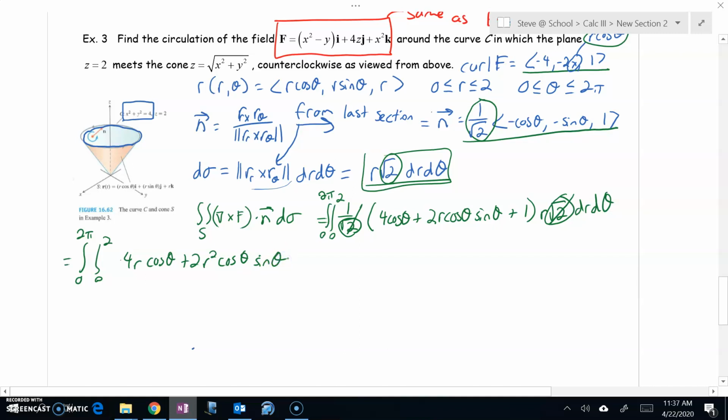Okay, now here's a little weird thing that I wanted to explain to you guys. This is actually an identity. 2 sine theta cosine theta turns into, believe it or not, which you should maybe remember from way back when, the sine of 2 theta. So I'm going to use that in the next iteration of my equation. So we have that plus r, and then that becomes dr d theta. Now we integrate with respect to r. So this becomes 2r squared cosine theta.